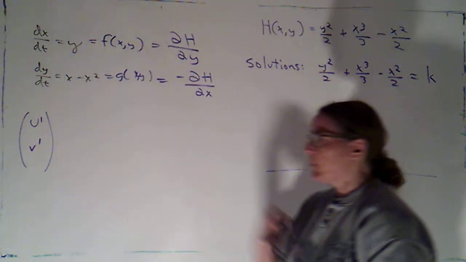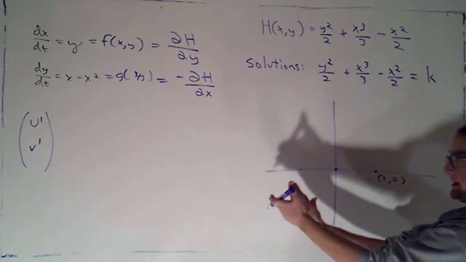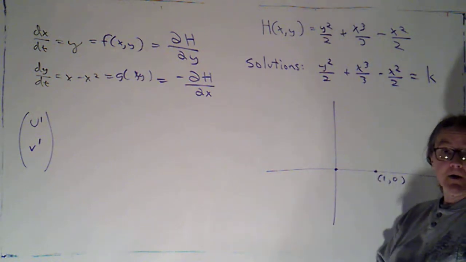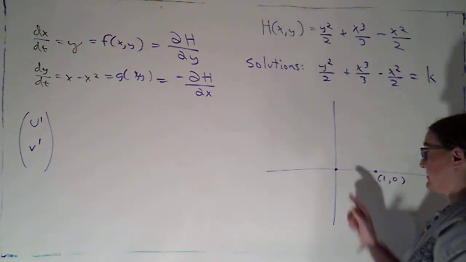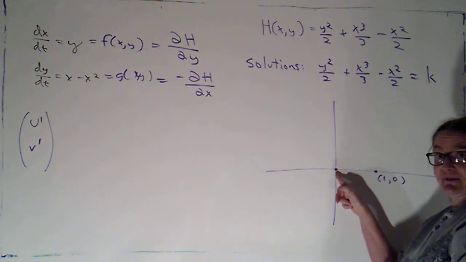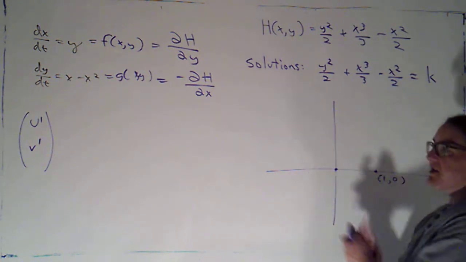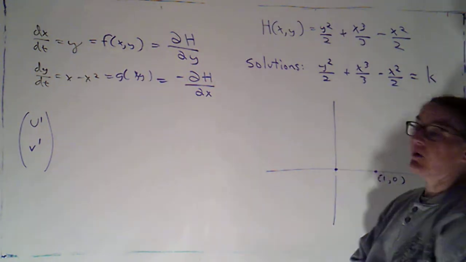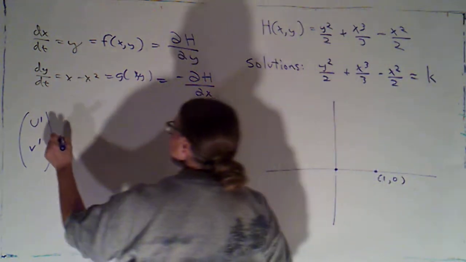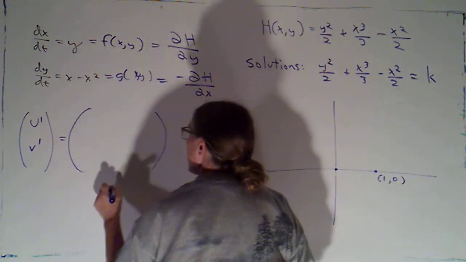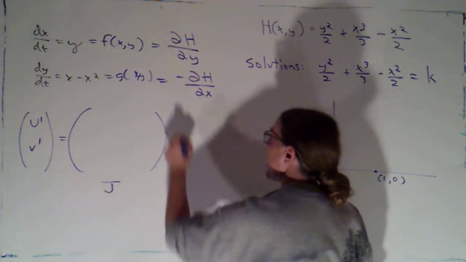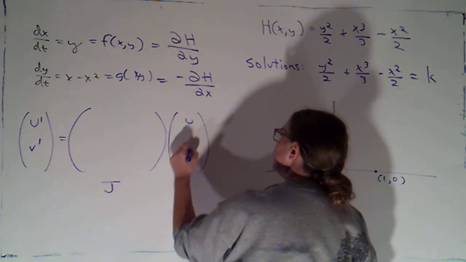prime. Remember, what that does is that just translates the equilibrium point to put it at the origin in the uv plane. So this one is in the origin in the xy plane, so we're not really moving it. This one we would move one to the left to put at the origin in the uv plane. This is going to equal my Jacobian matrix, which I'll call J, times uv.